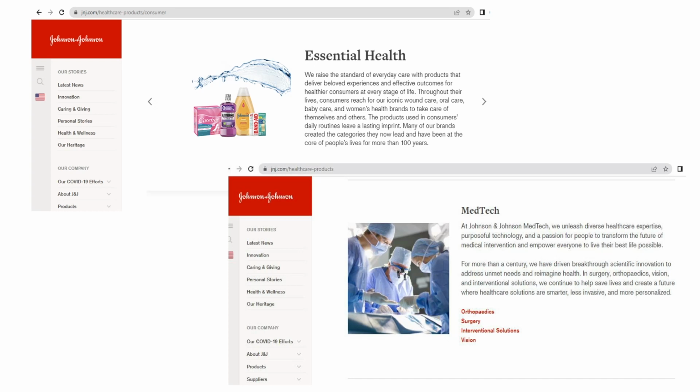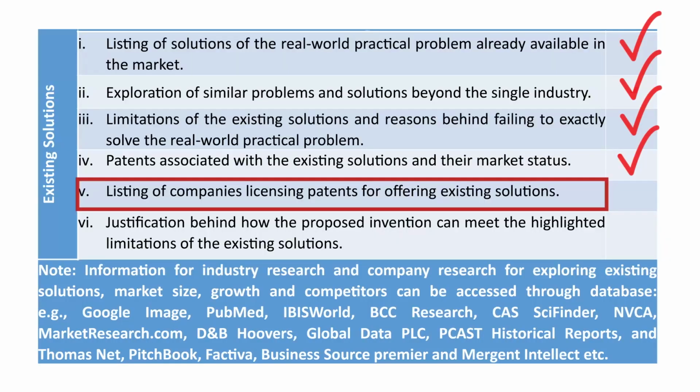This we can explore from the website of Johnson & Johnson, where we can see different products under the umbrella of consumer healthcare and medical technologies. These in fact talk about those products which have patents granted and licensed by the Johnson & Johnson company. With this point, we are meeting item number 5 of the LCI checklist 3, which asks about listing of companies licensing patents for offering existing solutions.